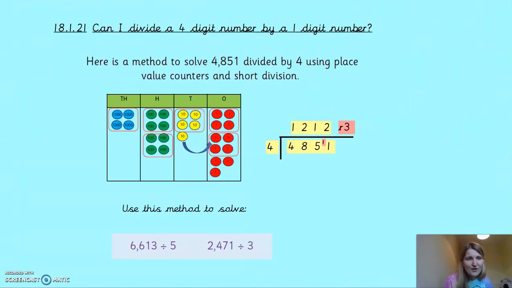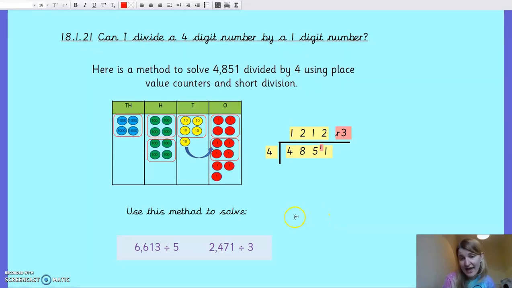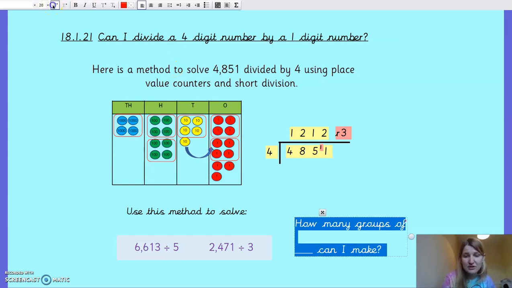Okay, right, so again, like I said, we're going to build on the method we were looking at for Fridays, dividing a 3-digit number by a 1-digit. And the only difference is we've now got something in our thousands column. Okay, so if you remember, my question to help me at all times is, how many groups of can I make? Okay, so our times table is going to be super useful here.